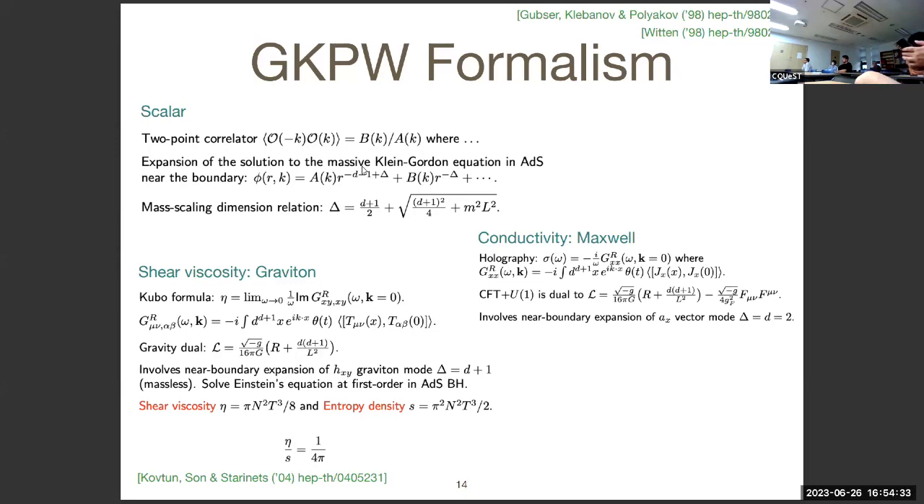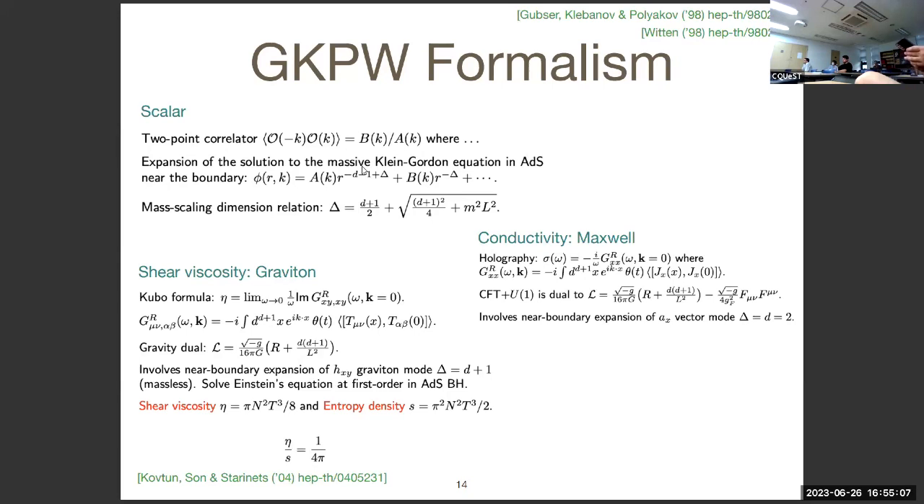Okay, so the pattern here is always the same. The moment you know what it is, you isolate what it is that you want to put into the gravity side, such as either scalar or Maxwell or just pure gravity. Then all you have to do is propagate that degree of freedom towards the boundary. And then according to the behavior of that thing as it approaches the boundary, I should be able to extract from that information the appropriate two-point function that I want on the field theory side.